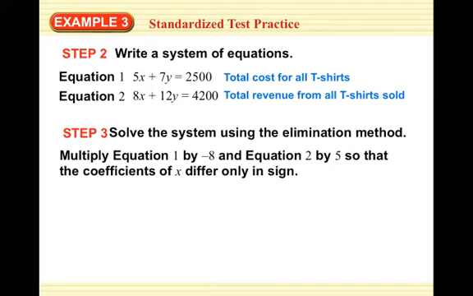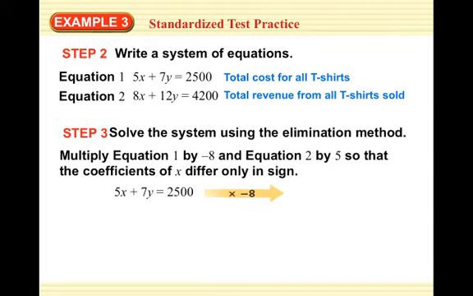And then what we're going to do for equation 2 is multiply by the coefficient of X in equation 1. So we're going to multiply by 5. And that's going to guarantee that we end up with opposite values, numbers that differ only by sign, in front of our X's. Okay, so we're going to multiply equation 1 by negative 8 and equation 2 by 5 so that the coefficients of X differ only in sign. They're opposites of each other. And you'll see this works out really nicely.